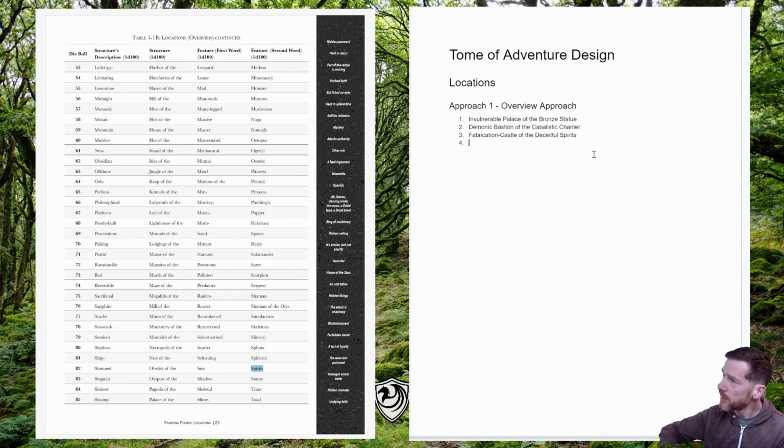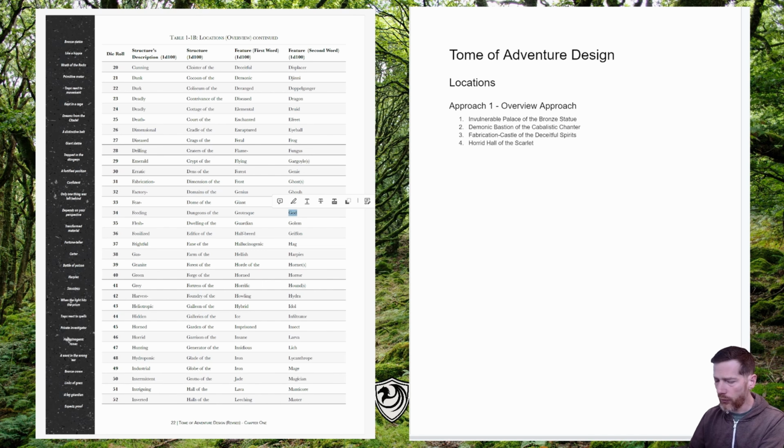All right. We'll roll up one more location here. The Horrid Hall of the Scarlet God. That fourth descriptor makes me think of the Scarlet God, maybe some sort of blood god. And the Horrid Hall of the Scarlet God is a temple dedicated to sacrifice, blood rituals, things like that. That could be kind of fun, yeah. All right, so that's a quick taste of rolling on the locations table.